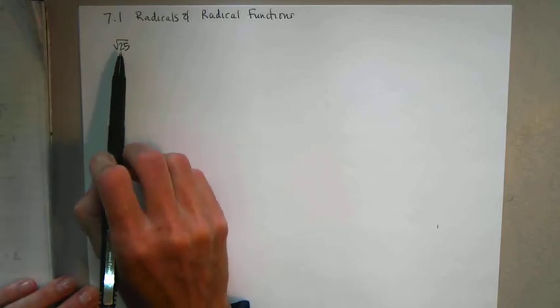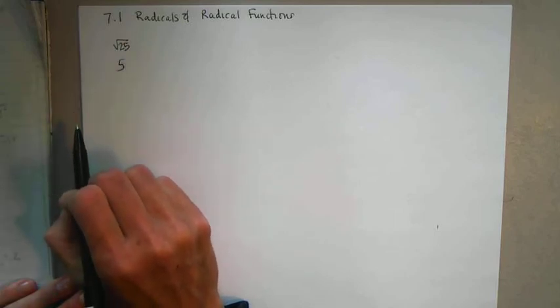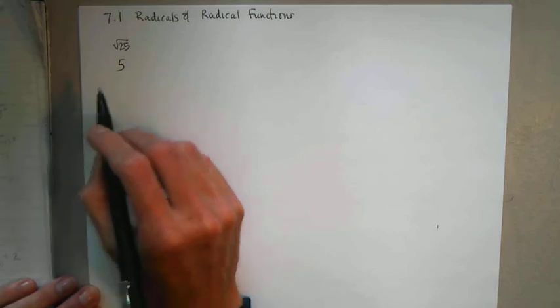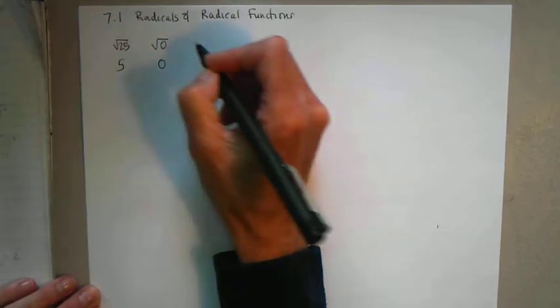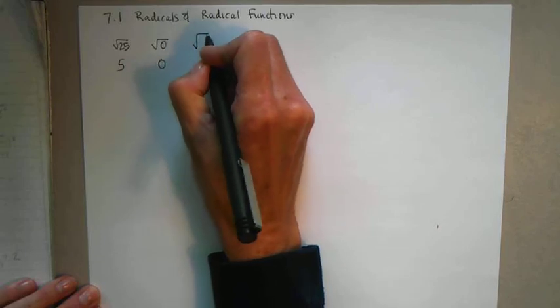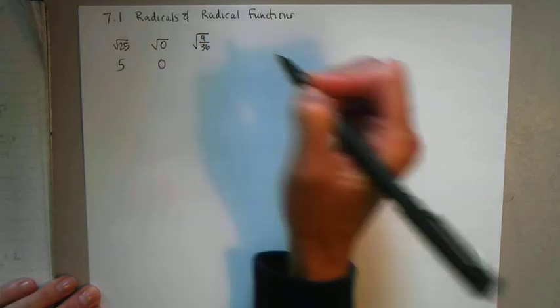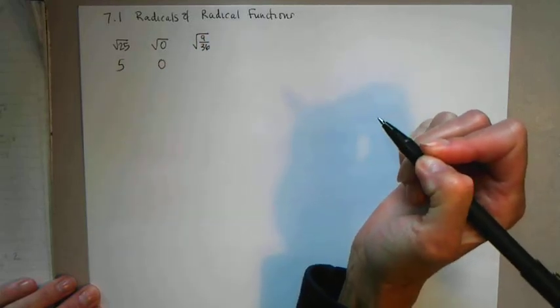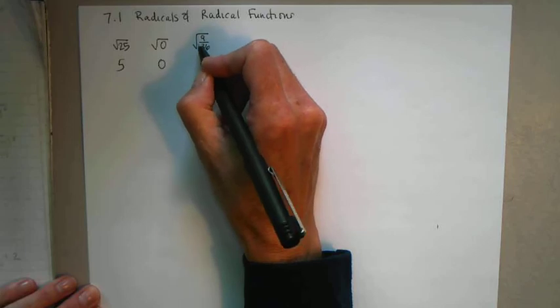Just so that you know, negative 5 times negative 5 is also 25. But when you see a radical, it wants you to use the positive root. So, what's the square root of 0? Well, 0. What if you see a fraction? Do you take the square root of the top or the square root of the bottom? Yes. I bet you were thinking both, and that's right. You take the square root of the top and the bottom. So the square root of the top is 3.